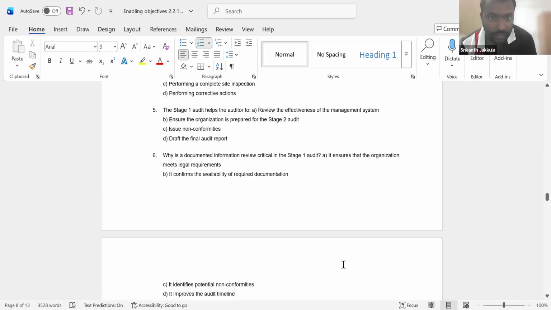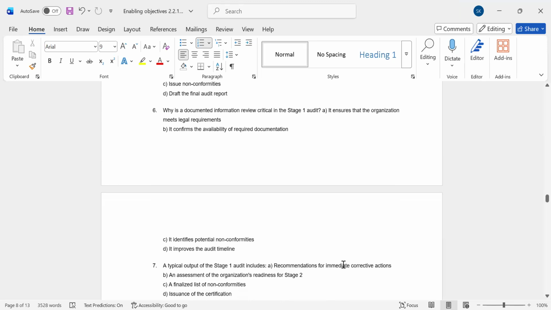Fifth one, the stage 1 audit helps the auditor to review the effectiveness of the management system, ensure the organization is prepared for the stage 2 audit, issue non-conformities, or draft the final audit report. B. Ensure the organization is prepared for the stage 2 audit. Right, that is the right answer. Yes, B is the right answer.